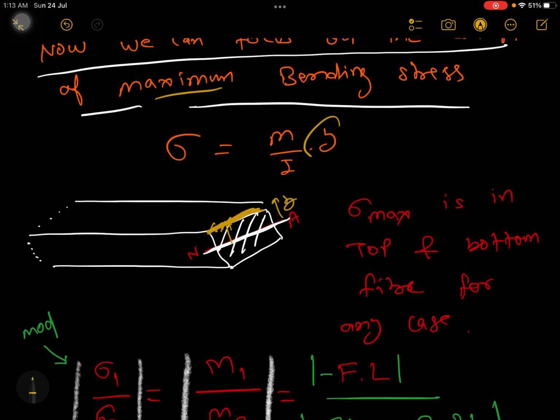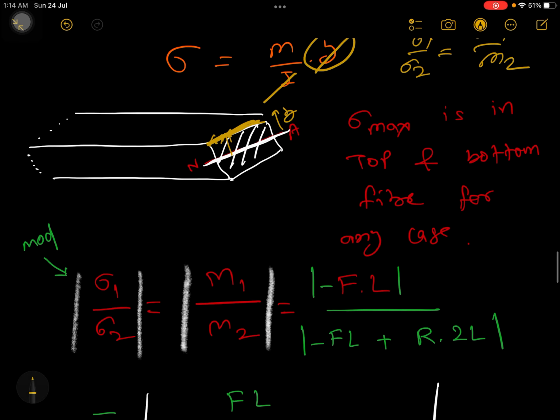Okay, it means the y value is constant. So when you take the ratio of sigma 1 by sigma 2, y will get cancelled out in both the cases. I will also get the constants cancelled, so it will be remaining with M1 by M2. Okay, now the point is how will you calculate M1?